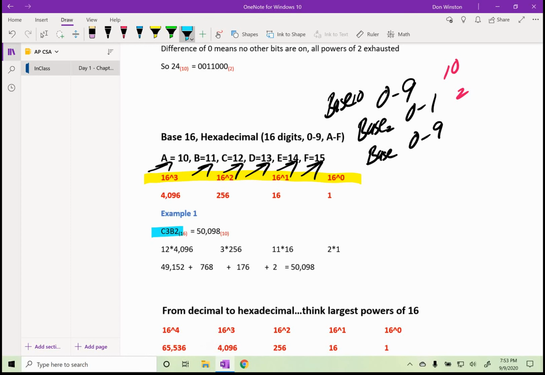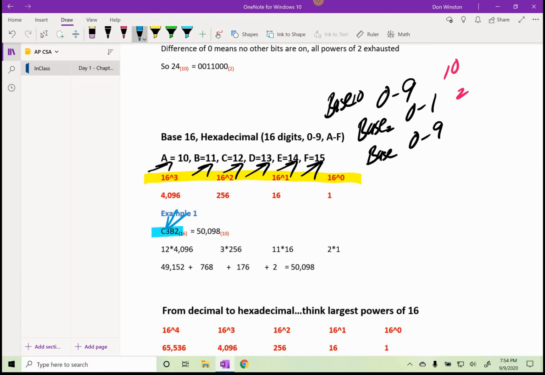C3B2, base 16, well, what is that? Well, C is 12, so we're going to take 12 and multiply it by 16 raised to the third, which is 4096. And then we take the 3, and we multiply it by 16 raised to the second, which gives me 768. And then we take B, which is 11, and we'll multiply it by 16 raised to the first, which is 16. And then we take 2, and we multiply it by 16 raised to 0, which is 1.